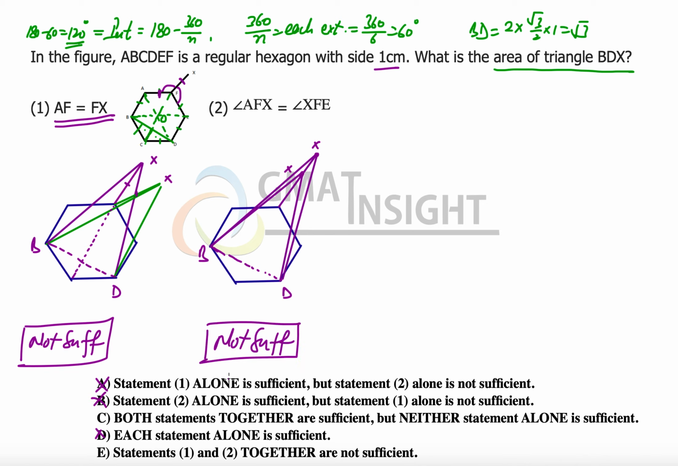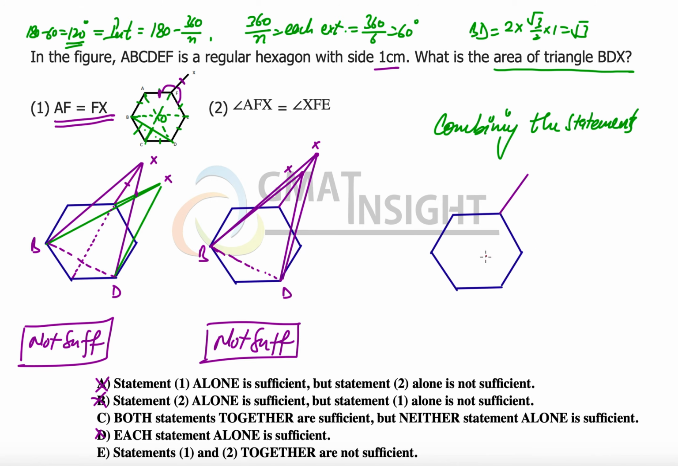Now we eliminate option B as well, and we move to the third stage, that is the combination of the two statements. When we combine the two statements, we have to draw the line FX such that its length is equal to 1 unit, because the first statement confirms that AF is equal to FX. At the same time, we also have to ensure that these two angles are identical. So now we know that all these lines are equal and these two angles are identical. That means the point X has a fixed location, and for that fixed location we will have a fixed triangle BDX, in which we have already calculated the length of BD.